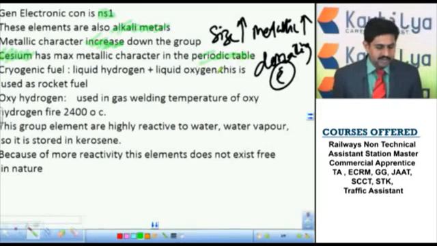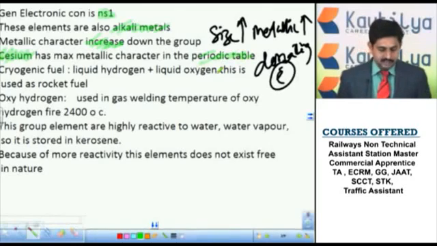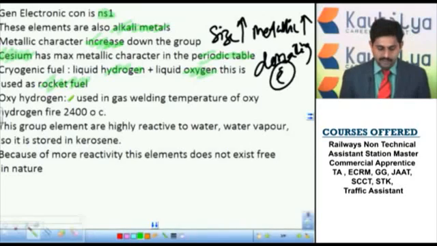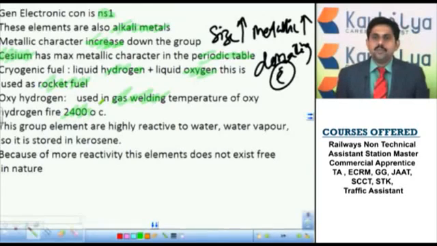Now some of the constituents like cryogenic fuel, consisting of liquid hydrogen and liquid oxygen, which is used as rocket fuel. Oxyhydrogen or oxyacetylene is useful for gas welding at high temperature, that is 2400 degrees centigrade. Generally these alkali metals are more reactive.